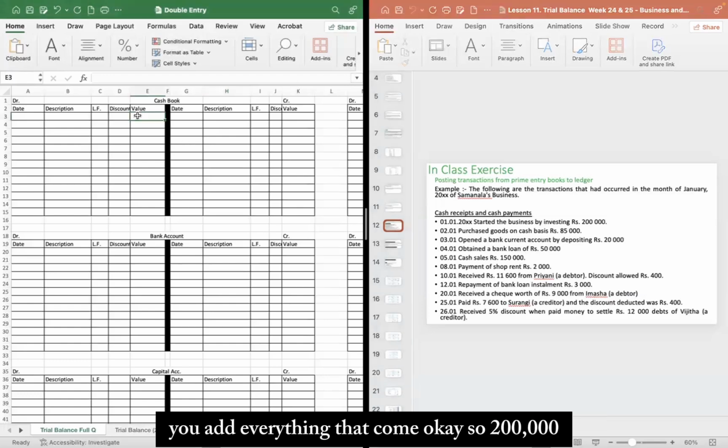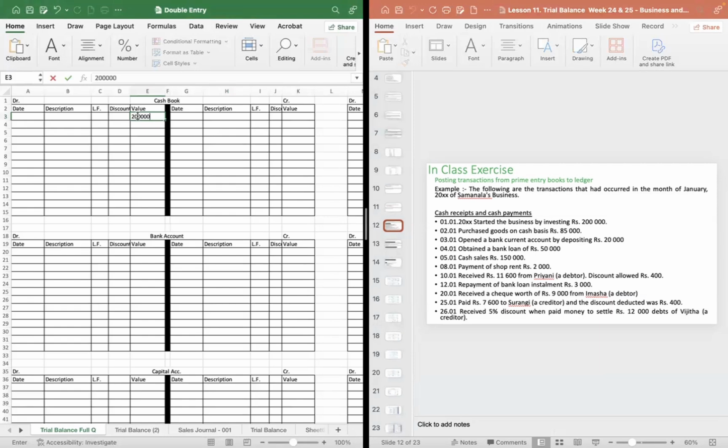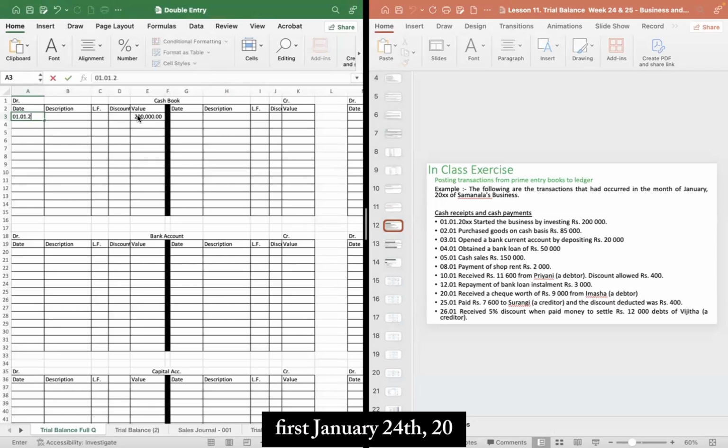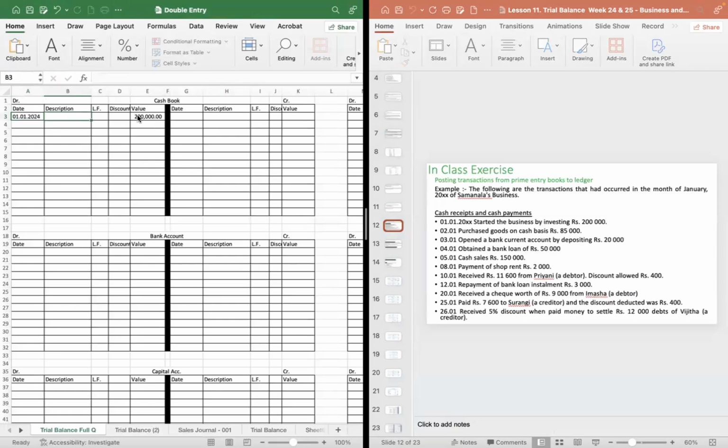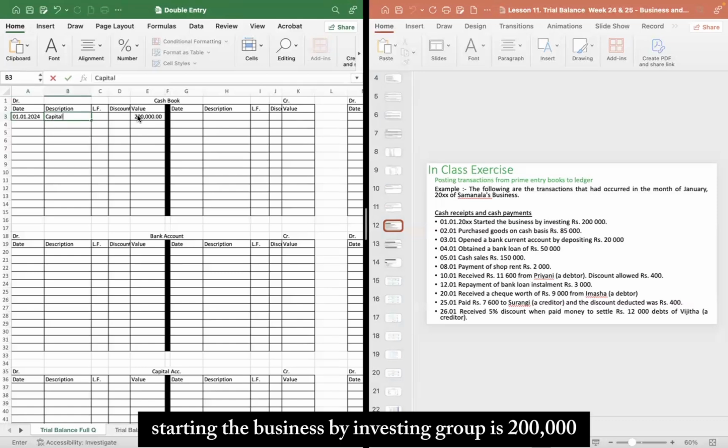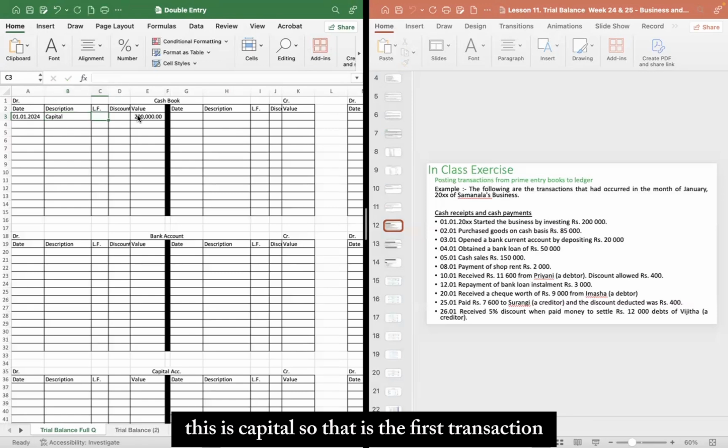Okay. So 200,000, first Jan 2024. This is capital. Okay. Starting the business by investing rupees 200,000. This is capital. So that is the first transaction.